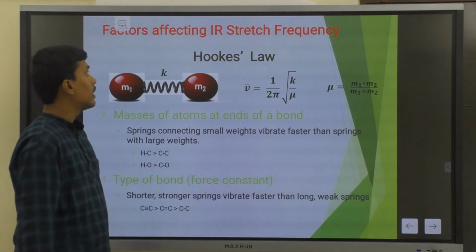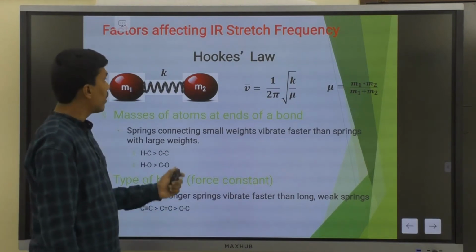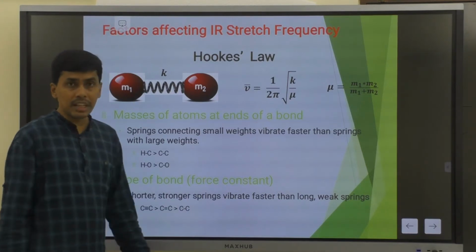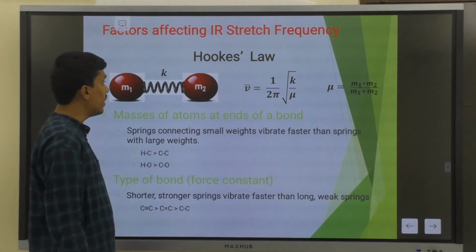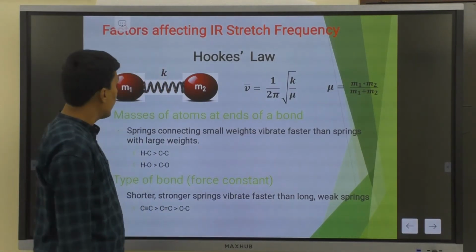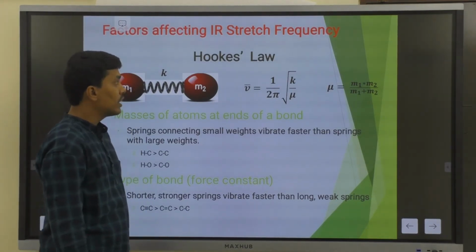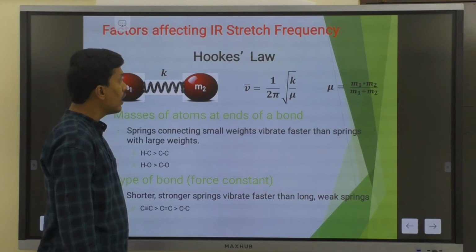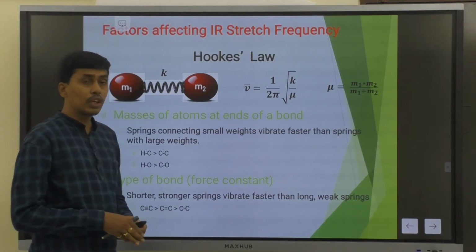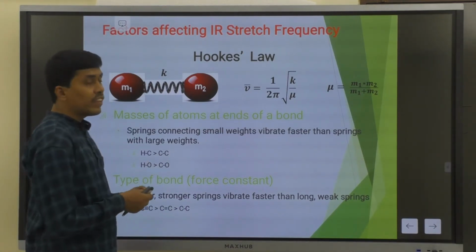Coming to IR stretching frequency and applications. What are the factors affecting IR stretching frequency? We already studied this one: Hooke's law. What does Hooke's law tell us? Nu bar is equal to 1 by 2 pi c, root of k by mu, where nu bar means IR stretching frequency, measured in wave number, c is the speed of light, k is the force constant and mu is the reduced mass, which is equal to m1 m2 by m1 plus m2. So nu bar is directly proportional to k, the force constant, which means the elasticity or stiffness of the bond.